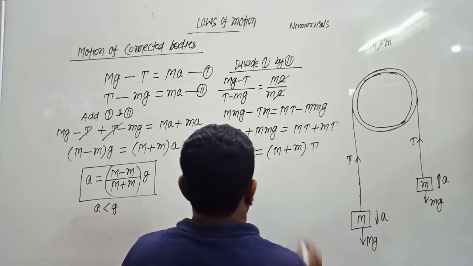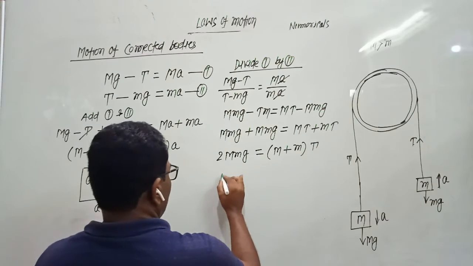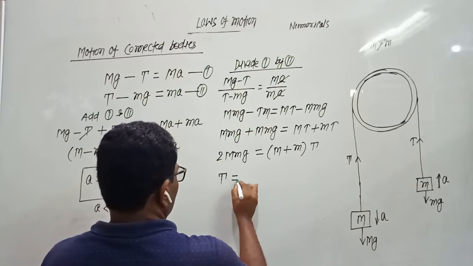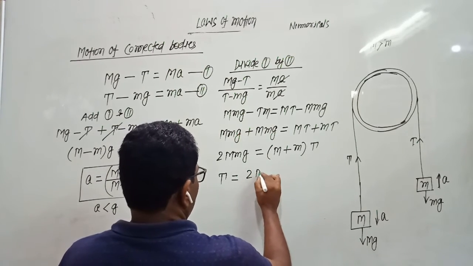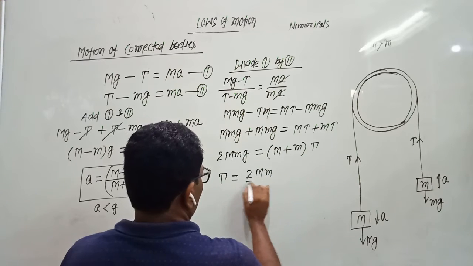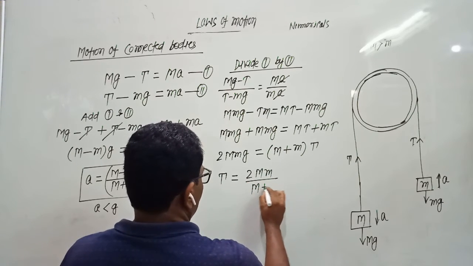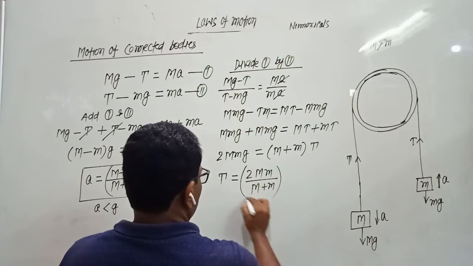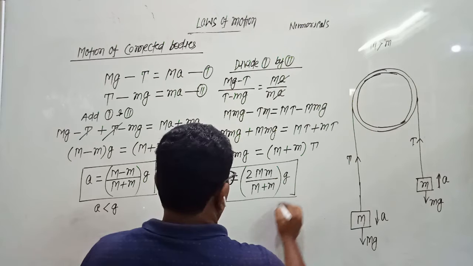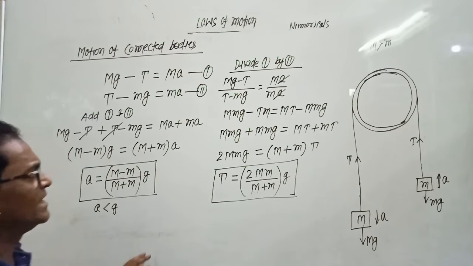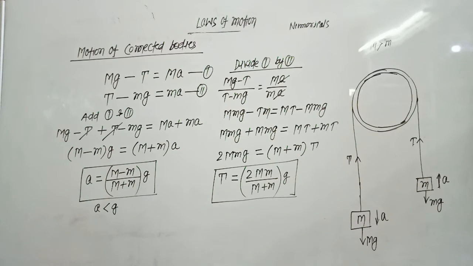And we calculate the value of tension, T equals 2 into capital M into small m upon capital M plus small m, into g. So this is the value of tension. To calculate the tension in the string, we use this formula, and for finding the acceleration produced in the string, we use this formula.